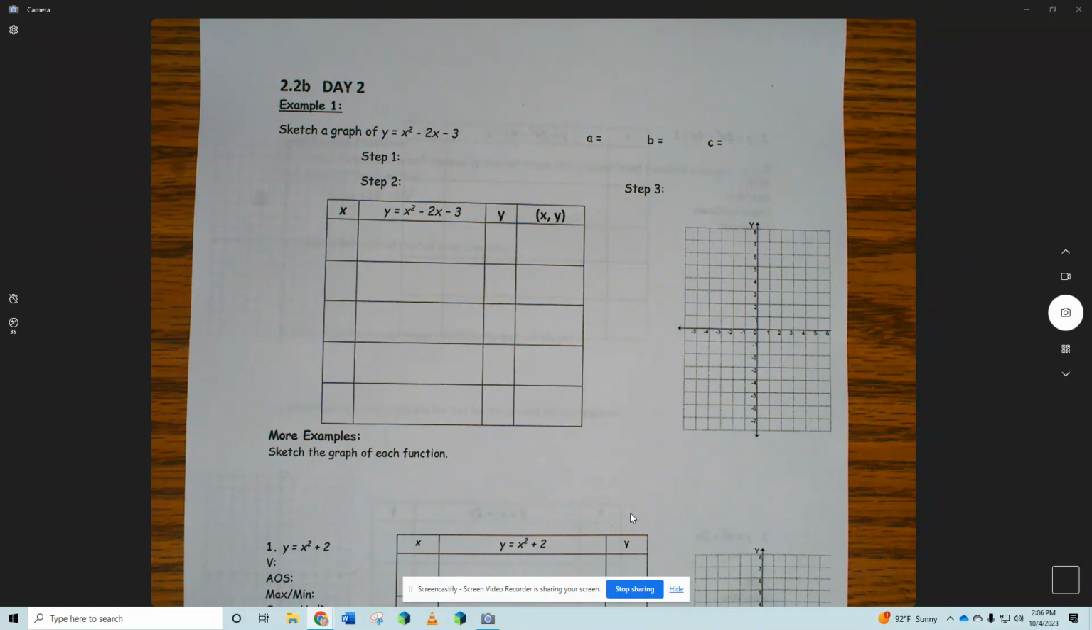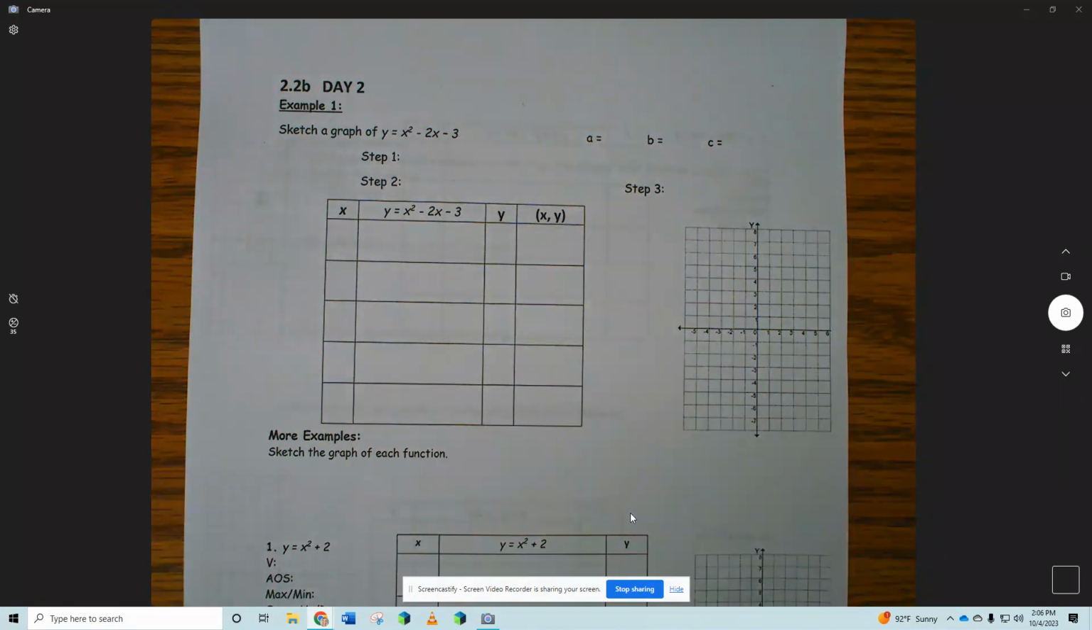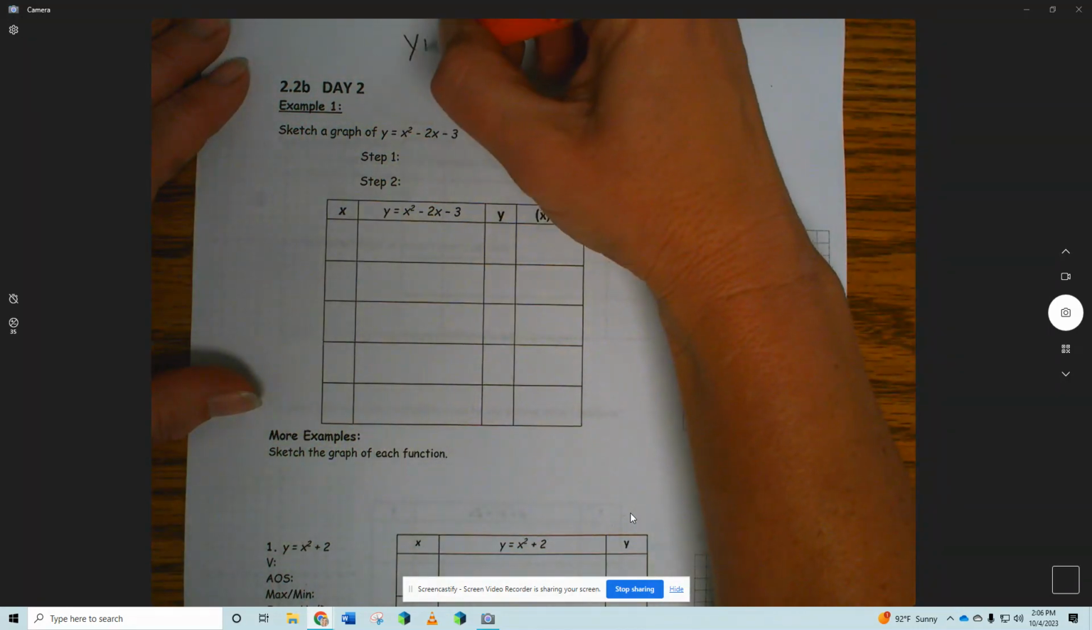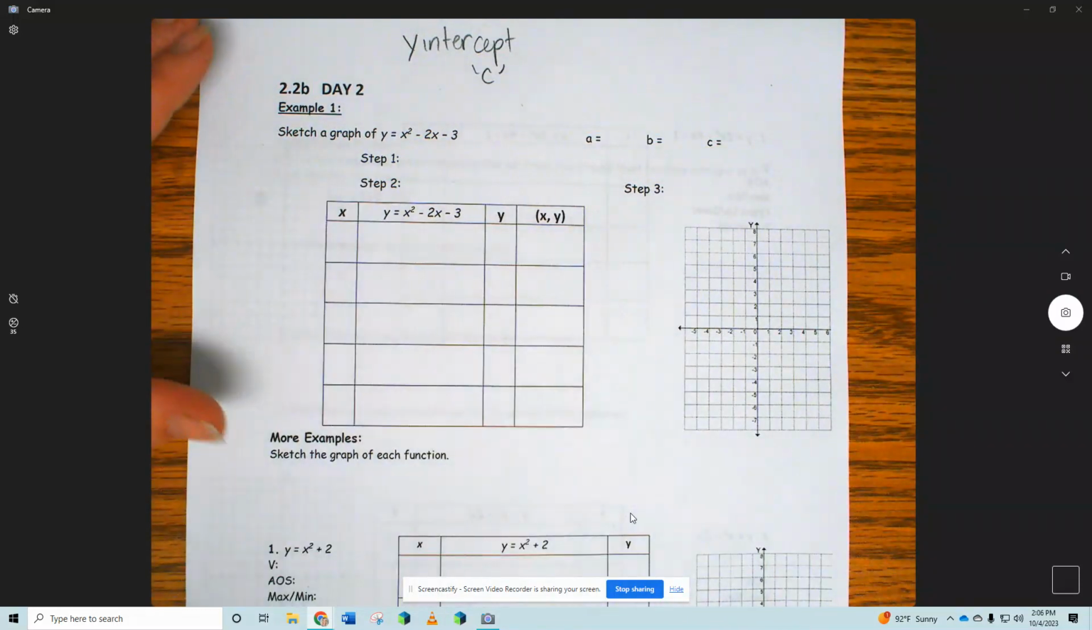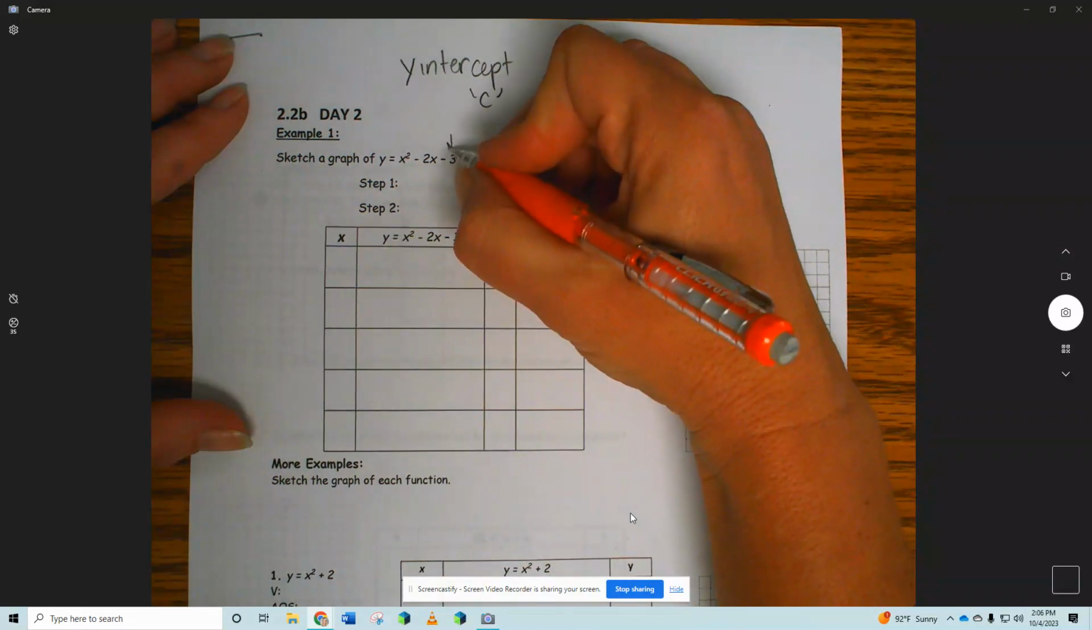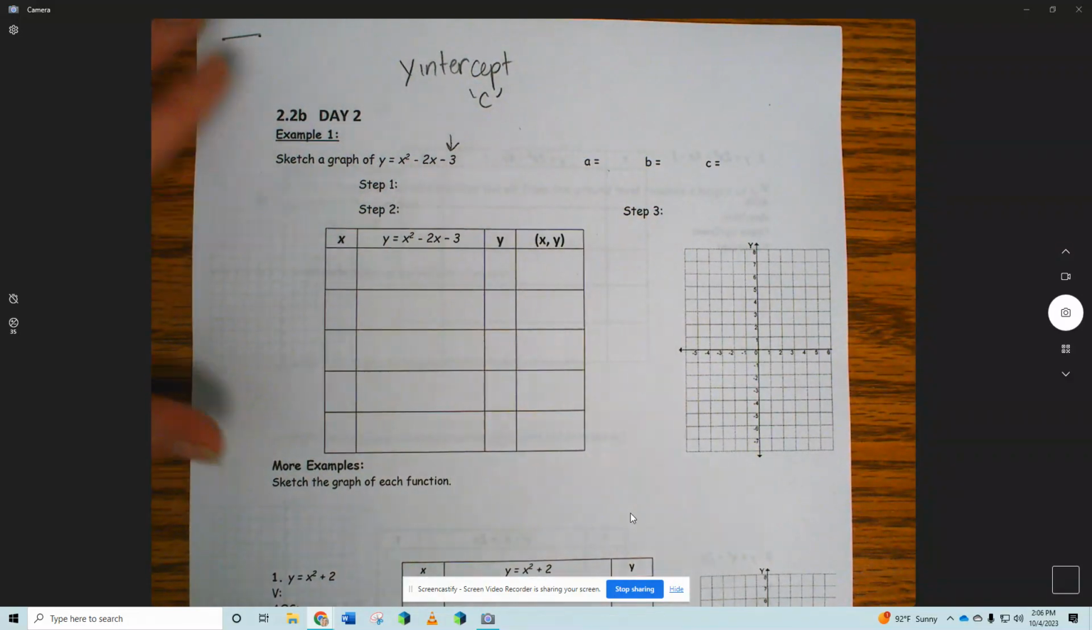I do know just by looking at it... what's the one thing we do know? It's something we talked about yesterday. No H, no K. We graphed yesterday just the vertex and something else: the y-intercept. The y-intercept is C. So I'm just going to write that as a reminder. My y-intercept is C. That means that my y-intercept is going to be at -3.